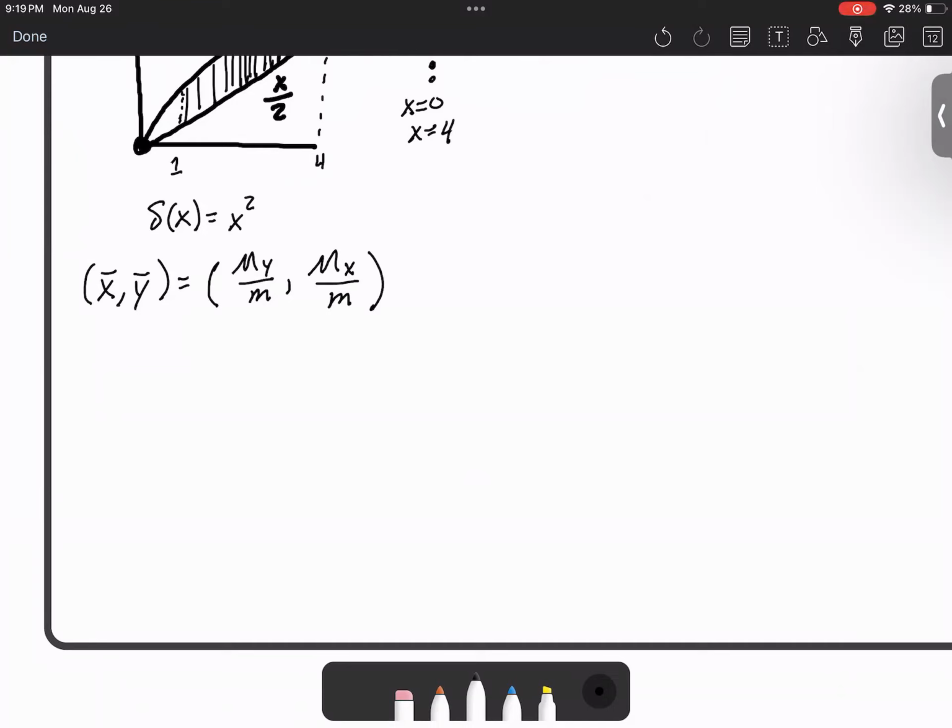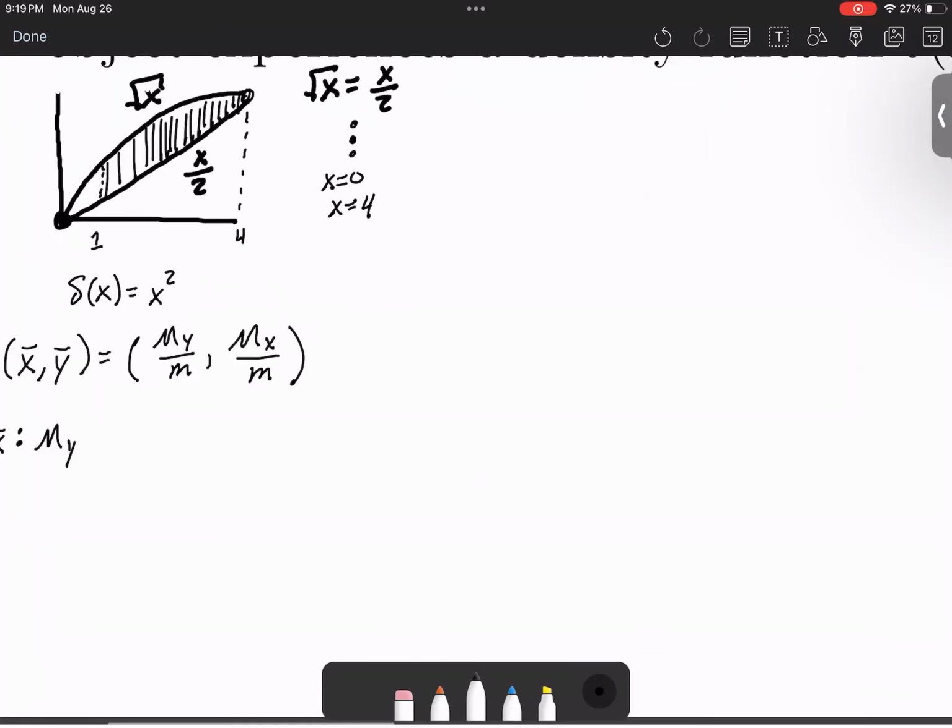So let's work on the x bar first, the horizontal center, which is going to use the moment in the y. In fact, I'm going to work on both of these first and solve for this total mass m. Both of these centers require the total mass m, and we get this by integrating the density function, which is a function of x, which we stretch between the top curve and the bottom curve. And we integrate that with respect to x.